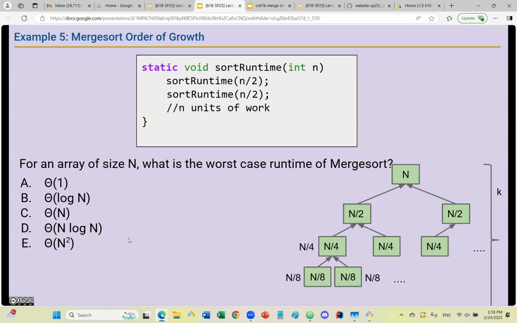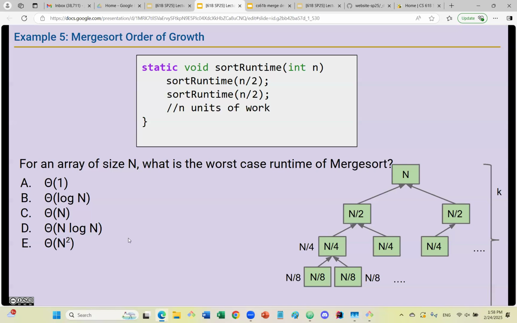All right, let's bring everyone back. What do you think the answer to this is? How many people say it's theta of 1 time? How many people say it's theta log n? Theta n? N log n? N squared? All right, seems like a lot of people are saying n log n. Why do you say it's n log n?